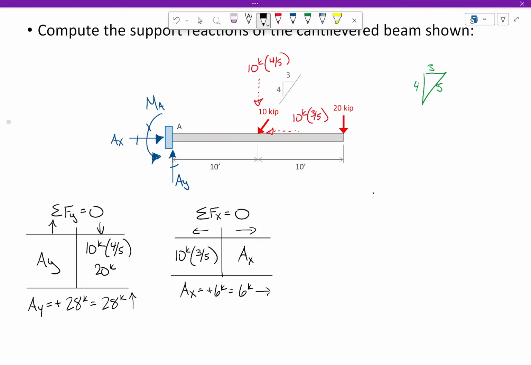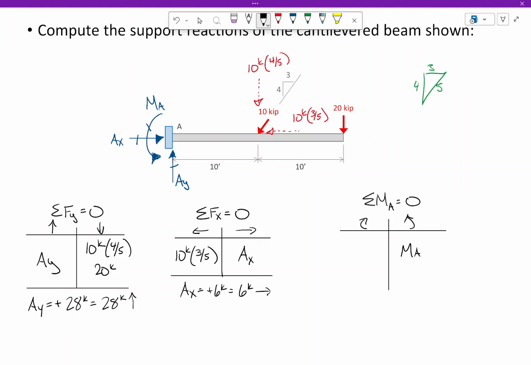And then if we sum moments at point A, okay? So let's just be clear. We're summing moments at this location. Do we need to consider AX or AY? No. They are force reactions that are going through the point of entry. But we do have this moment reaction at A that we have to consider. And so I'm just going to lump that in as an MA. Okay? So, there we go.